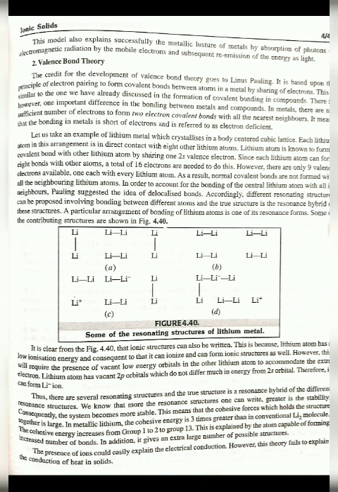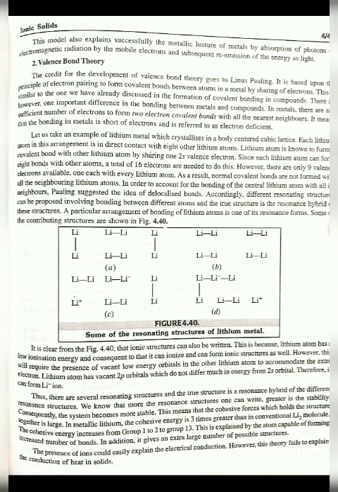Let us take an example of lithium metal, which crystallizes in a body-centered cubic lattice. Each lithium atom in this arrangement is in direct contact with 8 other lithium atoms. Lithium atom is known to form a covalent bond with another lithium atom by sharing one 2s valence electron. Since each lithium atom can form 8 bonds with other atoms, a total of 16 electrons are needed to do this. However, there are only 9 valence electrons available, one each with every lithium atom. As a result, normal covalent bonds are not formed with all the neighboring lithium atoms.